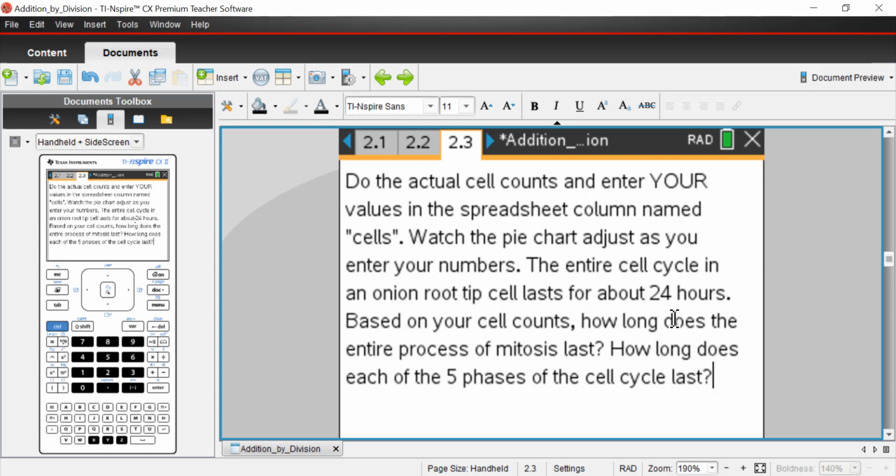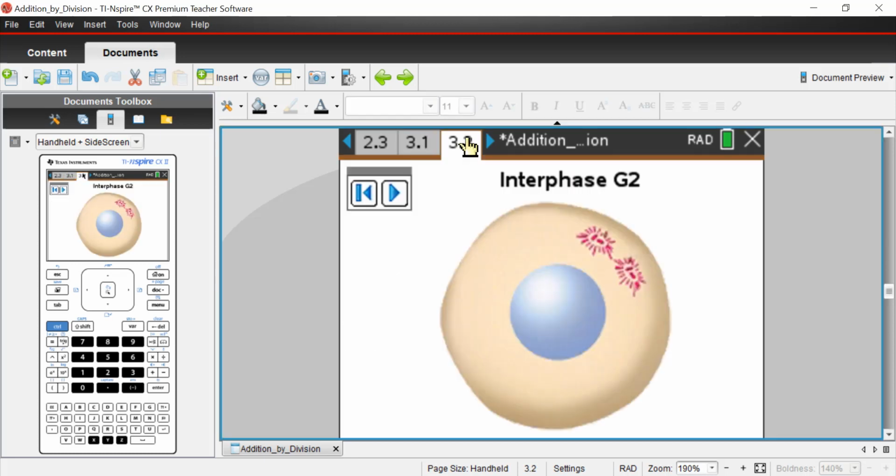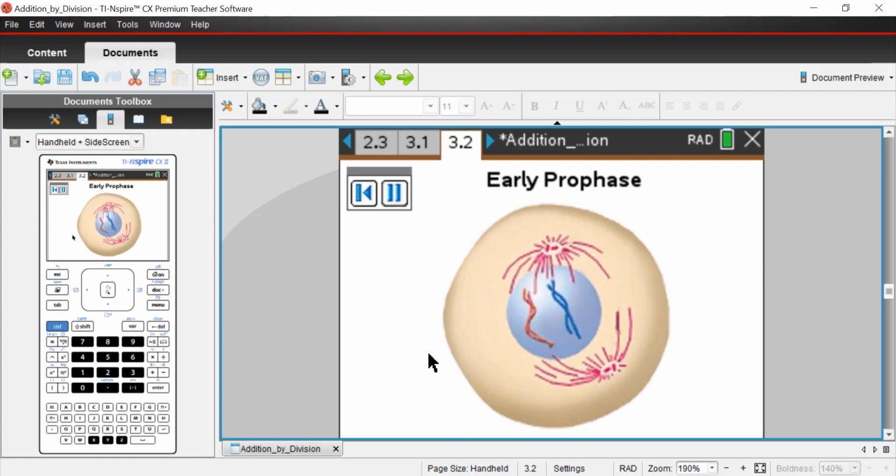So we were talking about mitosis in humans before. It lasted 24 hours. In the onion root tip cells, the entire cell cycle lasts for about a day, about 24 hours. So you know that the mitosis section is going to be happening more quickly than it was in humans. Okay, page 3.1. Again, we're looking at interphase. We're going to run a little simulation here of the cell cycle.